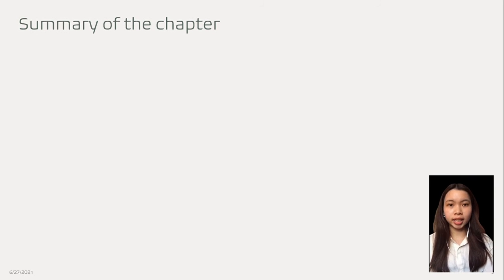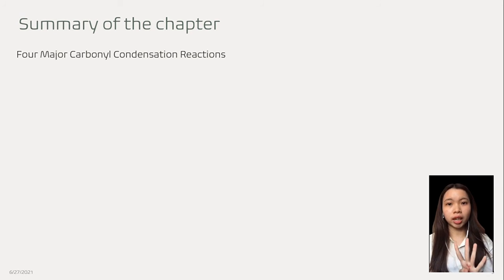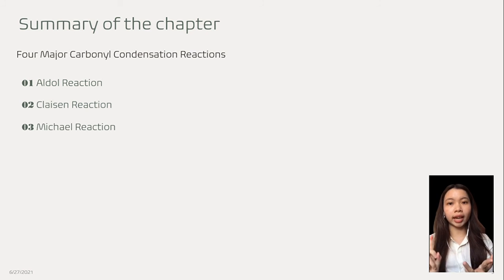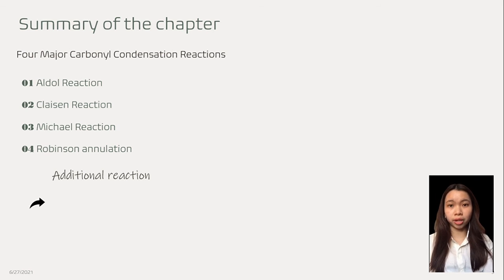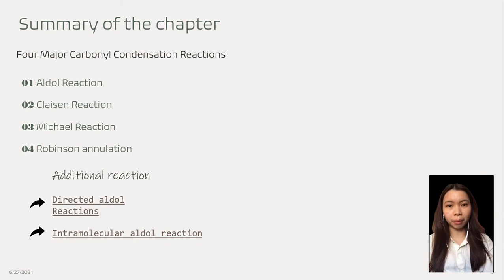Lastly, for the summary of this chapter, we learn about four major carbonyl condensation reactions, which include aldol reaction, Claisen reaction, Michael reaction, and Robinson annulation. We also learn about additional reactions such as directed aldol reaction, intramolecular aldol reaction, and Dieckmann reaction, which involve formation of 5 and 6 membered rings due to steric stability.